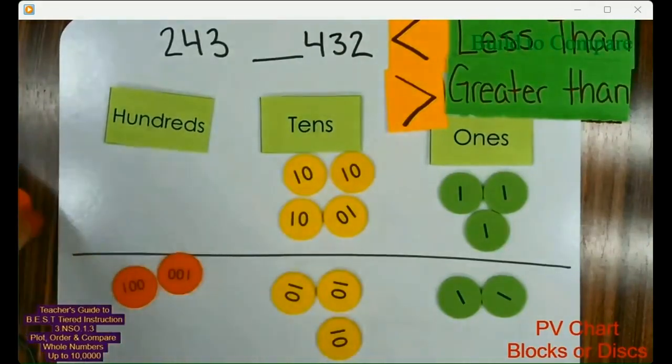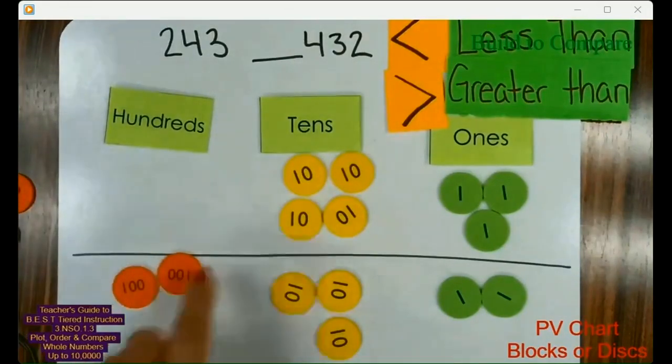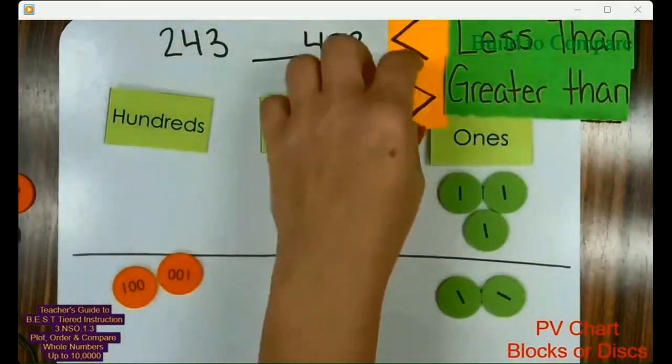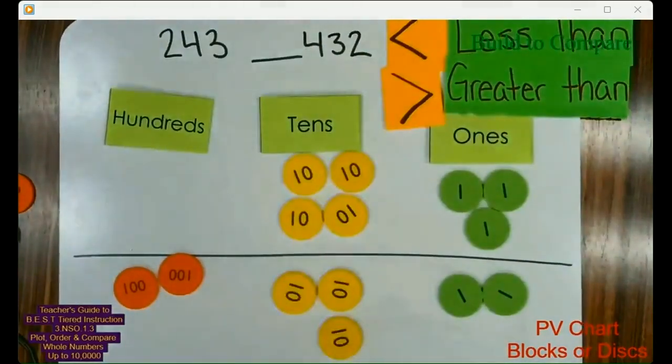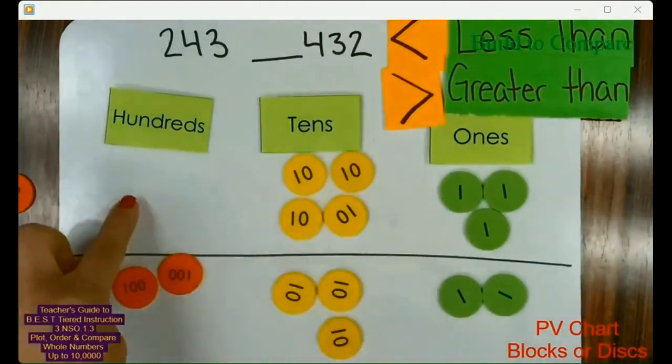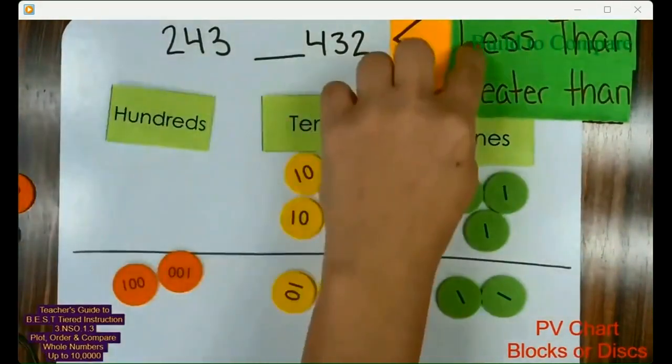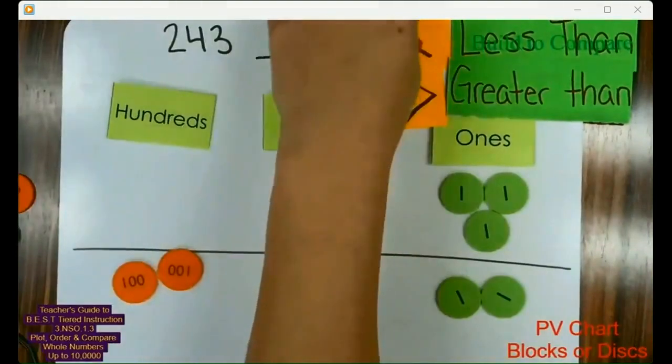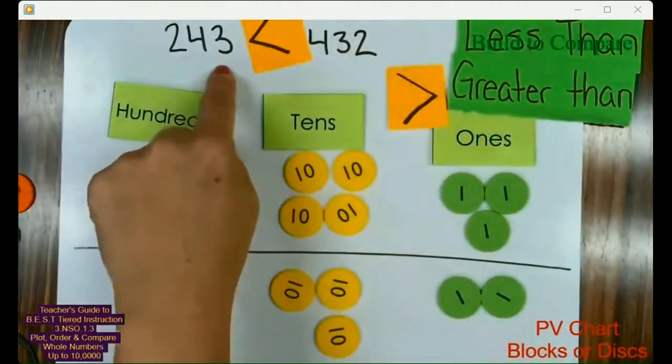You can also have students have the conversation of how much greater or how much less is the number by removing what the number has in common. So this number is 200 less than the number 432.